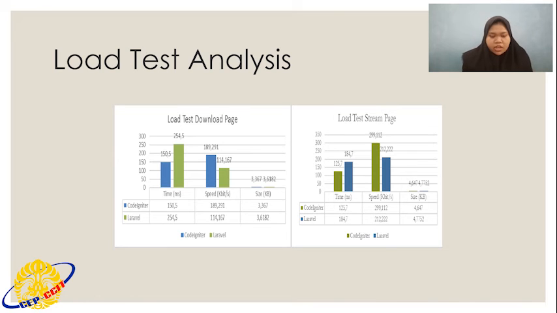Based on the stream page graph, the average value of the test in 10 times, the time value on CodeIgniter is 1,000 milliseconds to load the page with a speed of 2,299,112 kilobytes per second on a file download with a file of 647 kilobytes, and the time value on Laravel is 184.7 milliseconds to load the page with a speed of 200,212.222 kilobytes per second on a 4.2 testing.